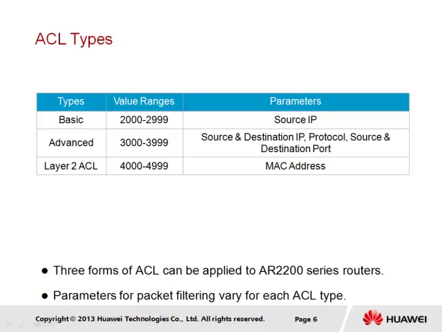Each access control list is able to filter based on certain parameters that will identify traffic and take the relevant action. As we can see, the basic access control list will only filter based on the source IP address, whilst the advanced access control list filters based on parameters including the source and destination IP addresses, protocol types, and source and destination port numbers. For layer 2 access control lists, filtering is performed based on the MAC addresses.